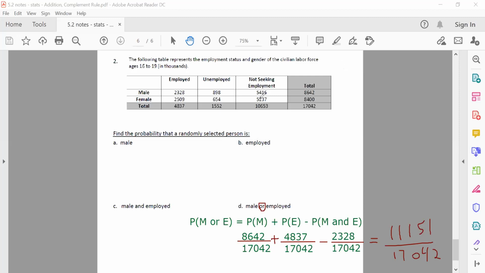So let me take attendance real quick. And then y'all will be good to go.